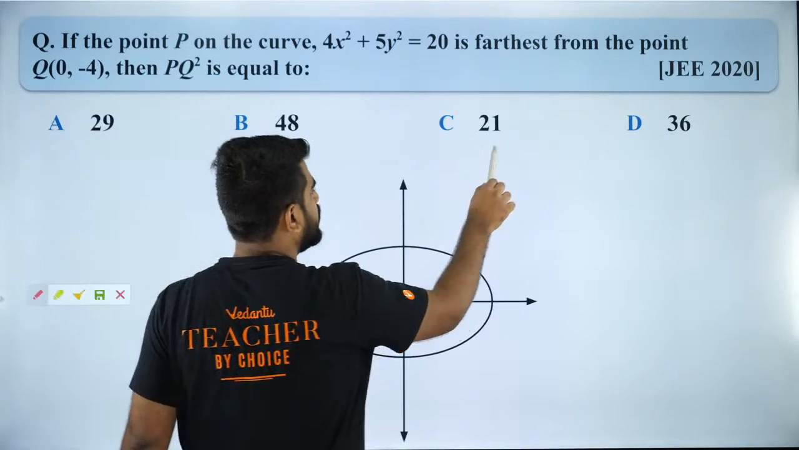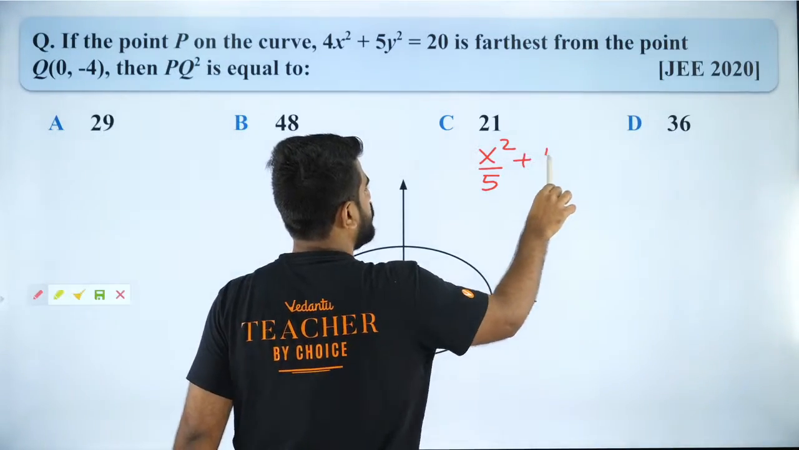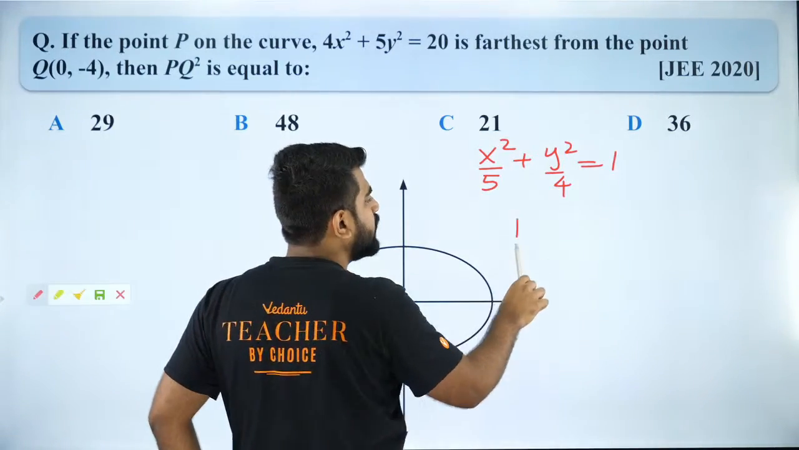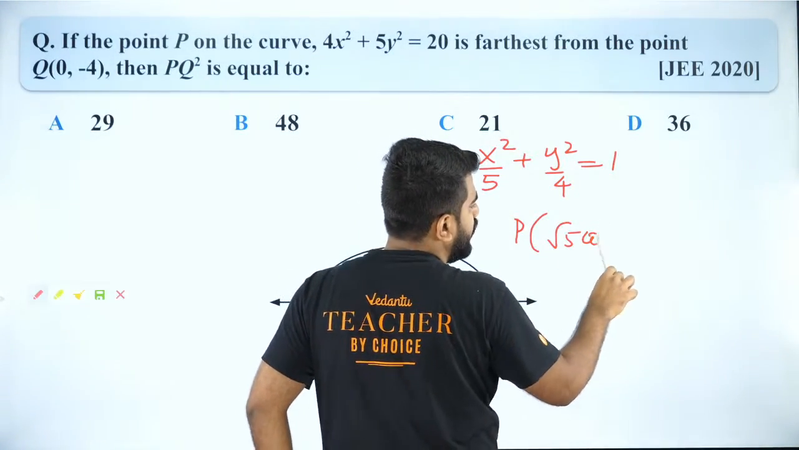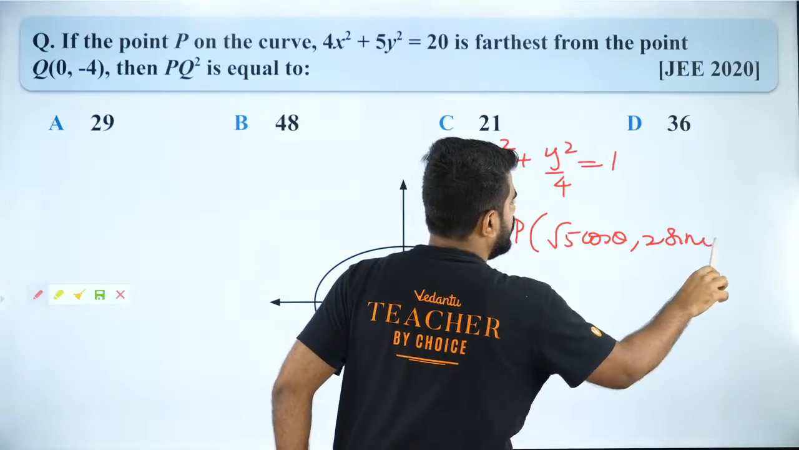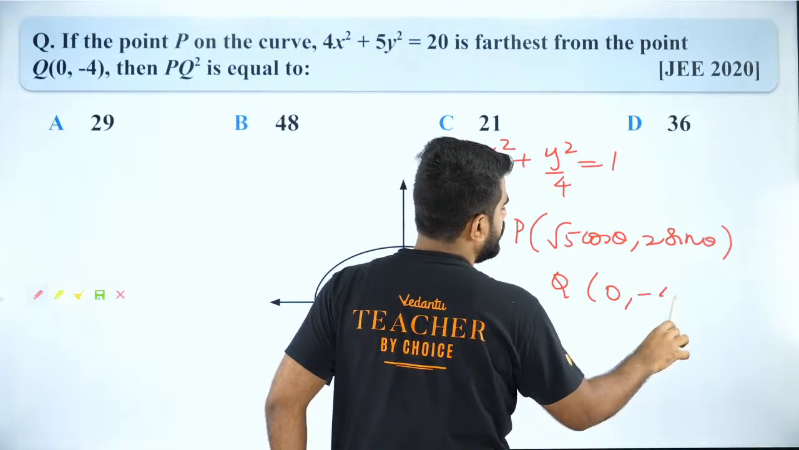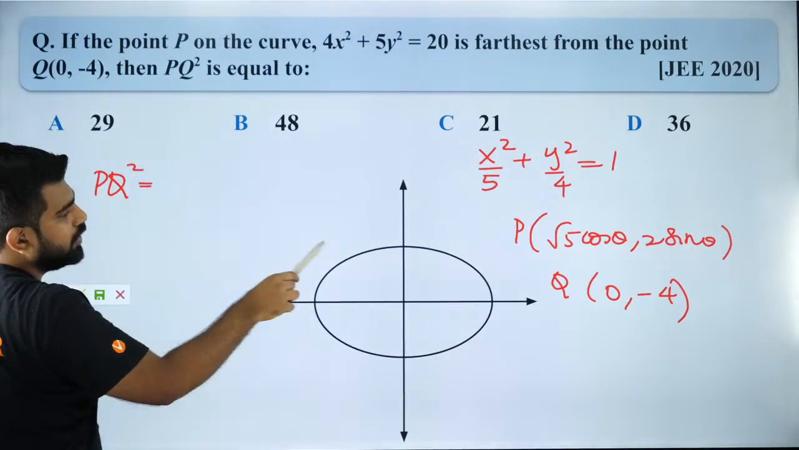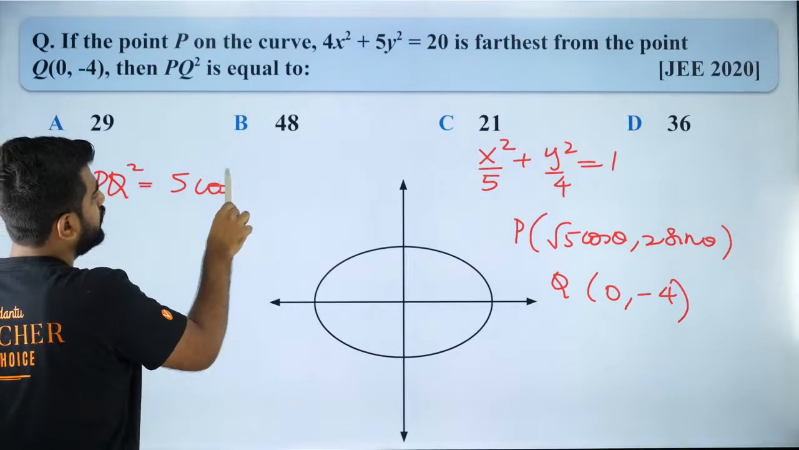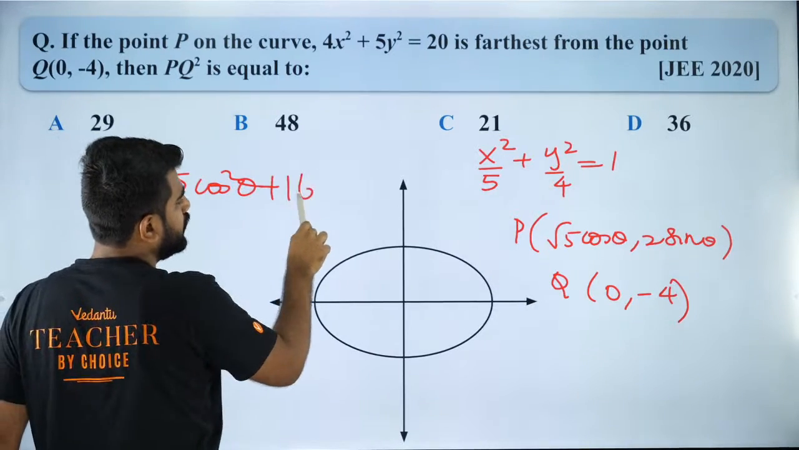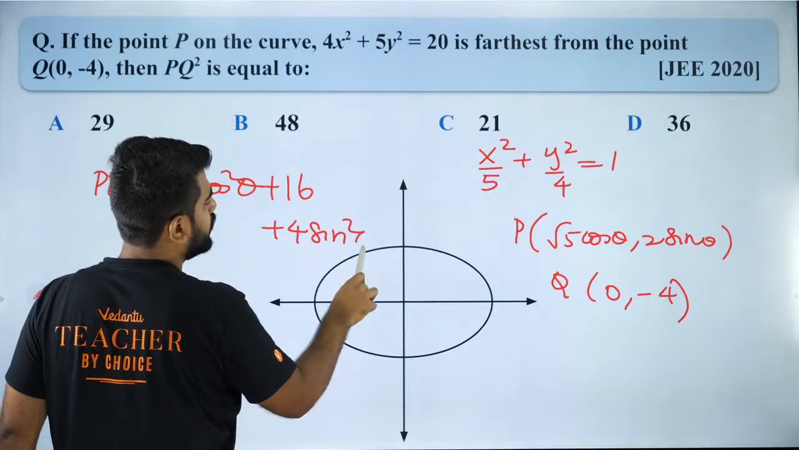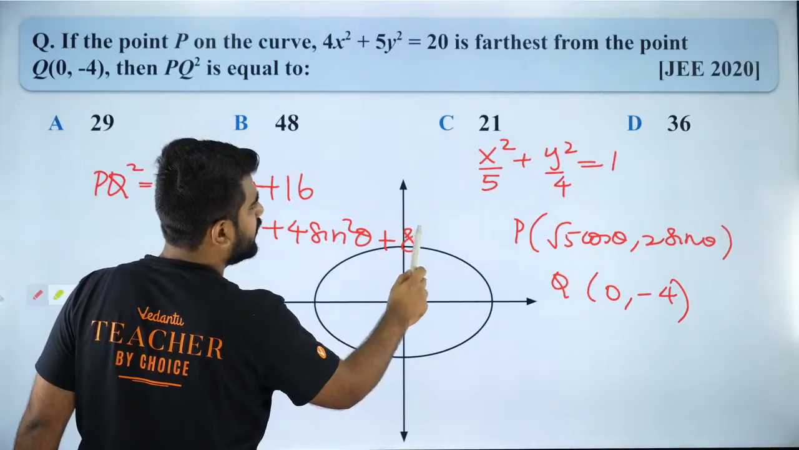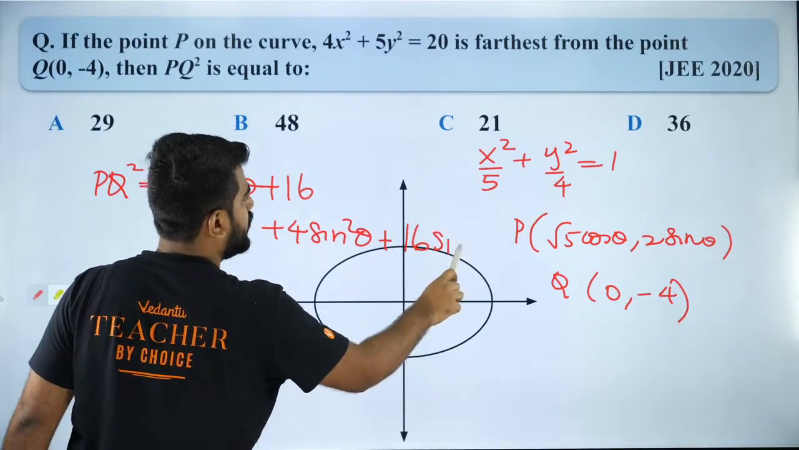So in general, since the ellipse is x square by 5 plus y square by 4 is equal to 1, what can be done over here? You can say that any general point can be given as a cos theta, comma b sin theta. And Q is 0, comma minus 4. Now I'll apply the distance formula. PQ square is equal to 5 cos square theta plus 16 plus 4 sin square theta, then plus 8 into 2, 16, so it will be 16 sin theta.